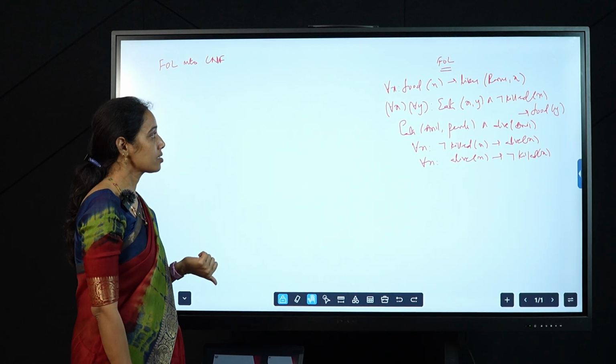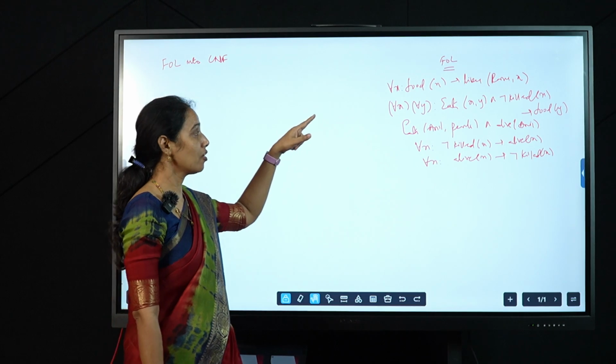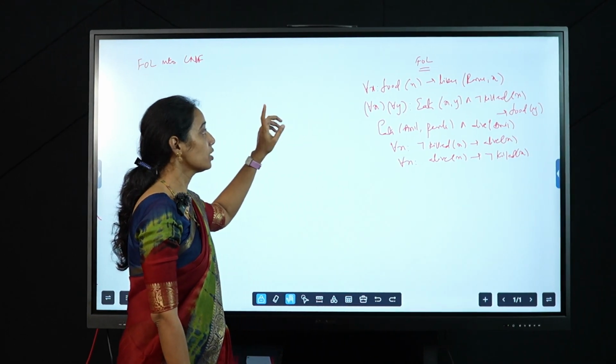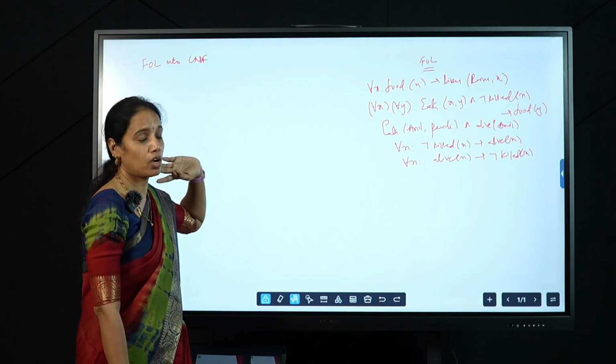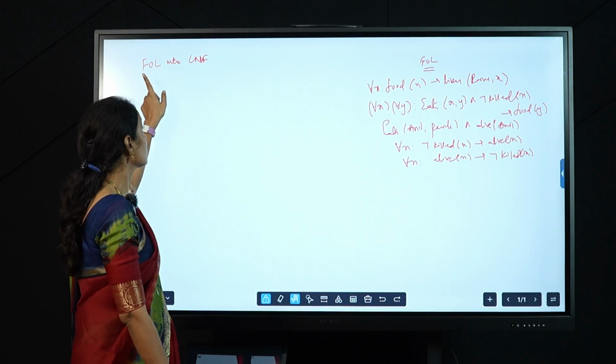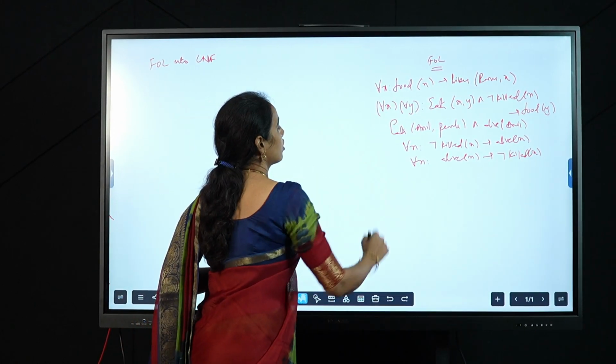Let us continue the last session, that is, we are discussing resolution refutation. Until FOL we have found. Now the very next step is converting this first order logic into CNF, and we already know the rules to be followed to convert first order logic into conjunctive normal form. So here are the first order logic terms.